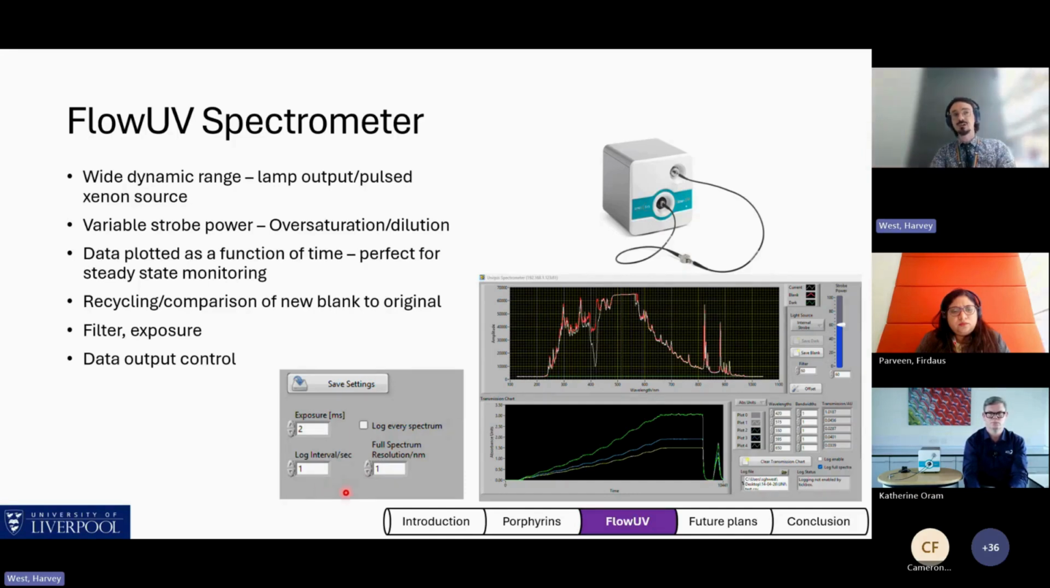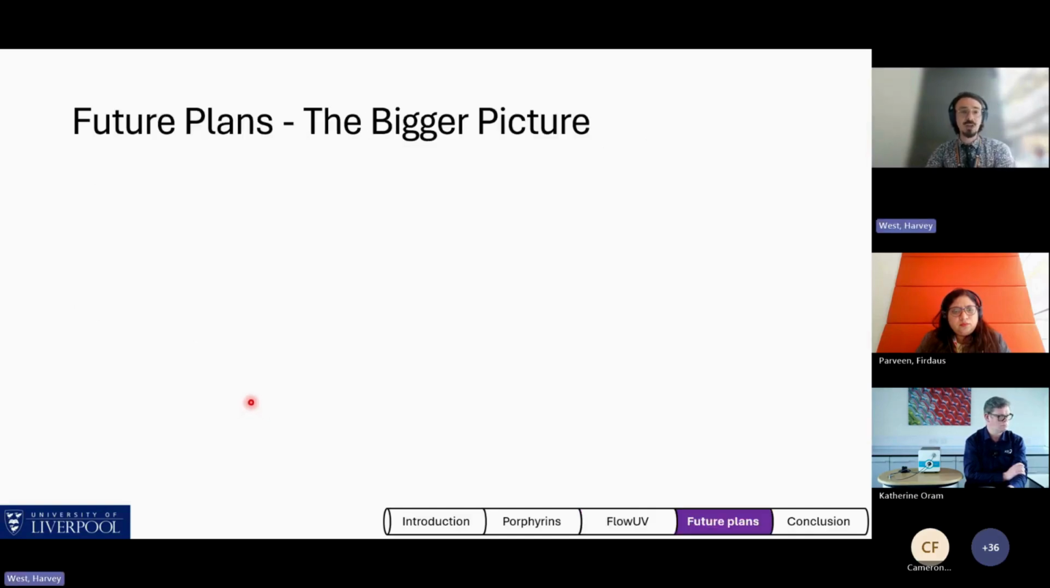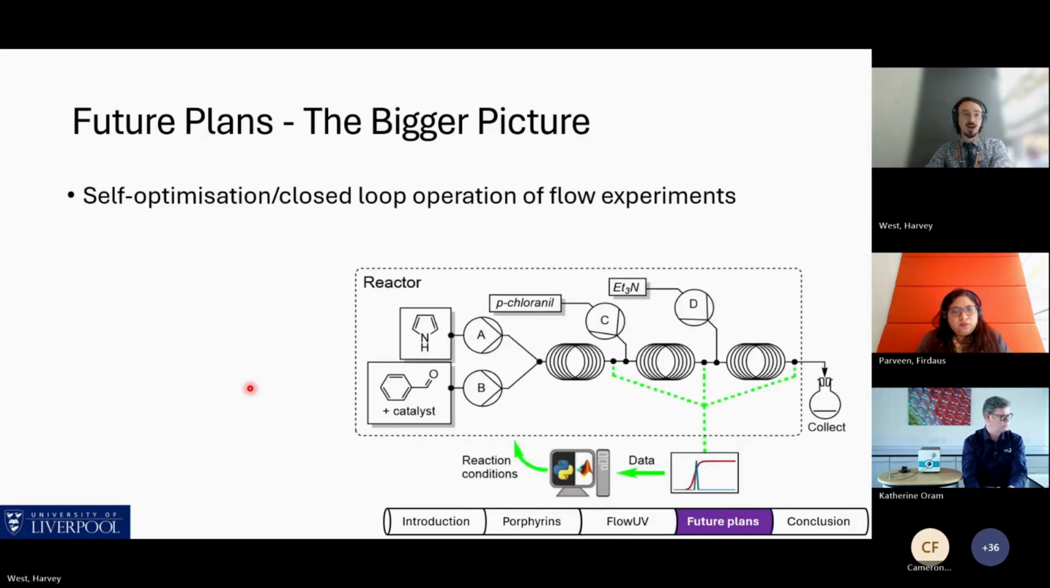But given we can produce tens to hundreds of gigabytes worth of data, it's often helpful once we've hit those steady state conditions to dial that back and maybe measure every 10, every 100 seconds rather than a data file per second. So let's take a look at just a hint of my future plan.